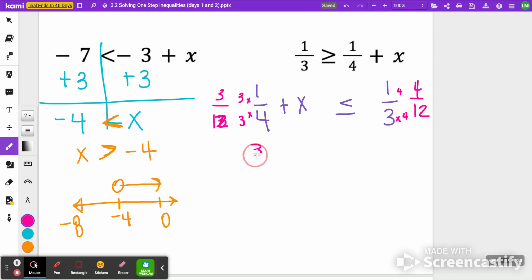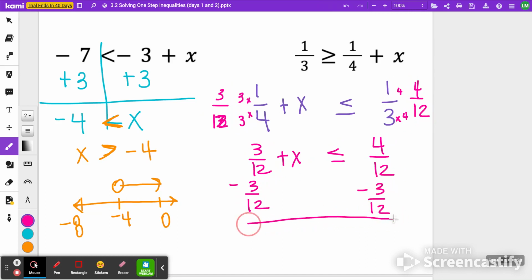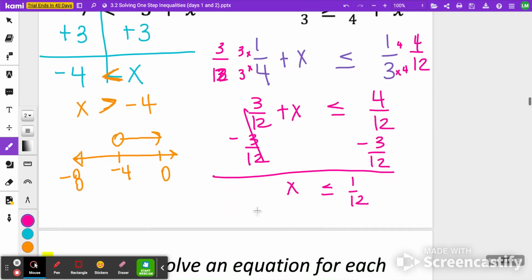To solve, 3/12 plus x is less than or equal to 4/12. I'm going to have to subtract 3/12 from both sides. As I do that, I'm going to get x is less than or equal to 1/12, so that when I graph this, I have my line, 1/12, then I'd maybe have 1/24, and then a 0 to the left. This should be a closed circle pointing to the left.